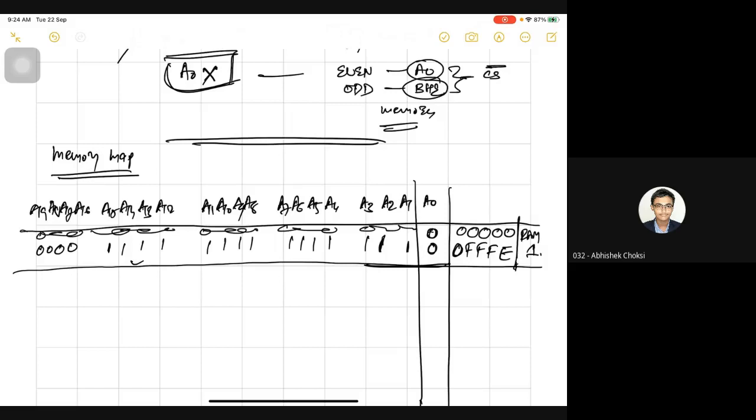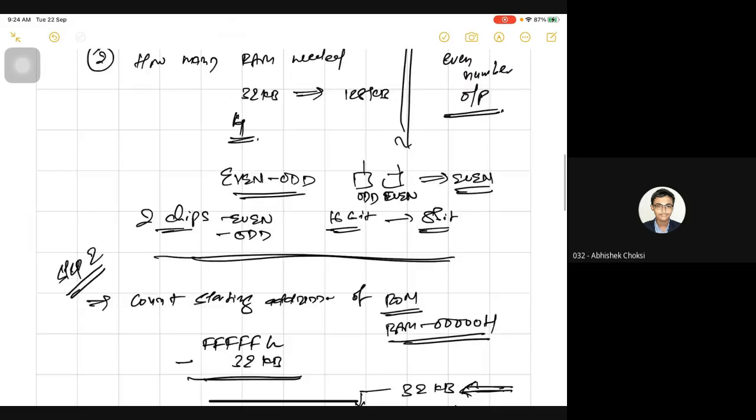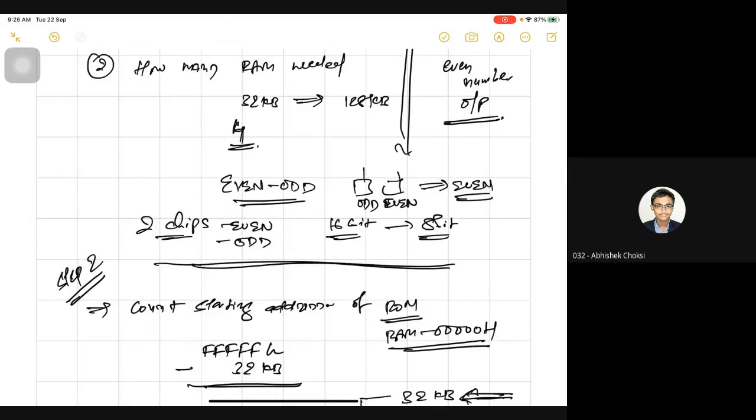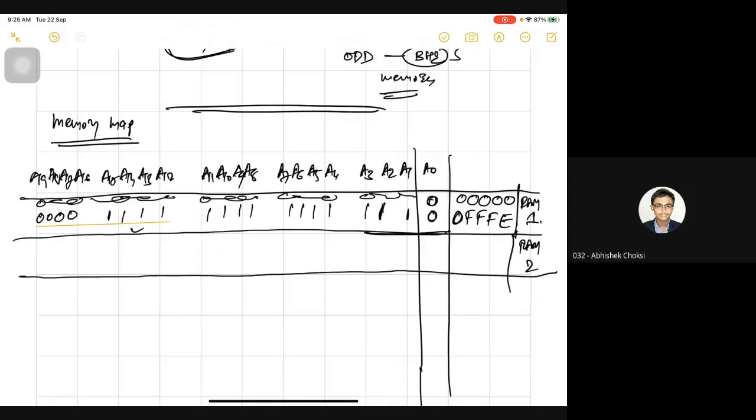Yes sir. Now I need to attach my RAM 2. This is my RAM 1. How many RAMs do we need to attach in total? Not two; if you see carefully, there are four RAMs. So we need to attach 4 RAMs. RAM 2 will be very simple.